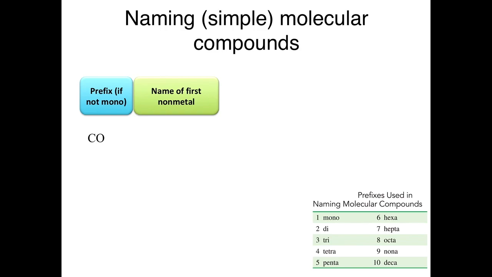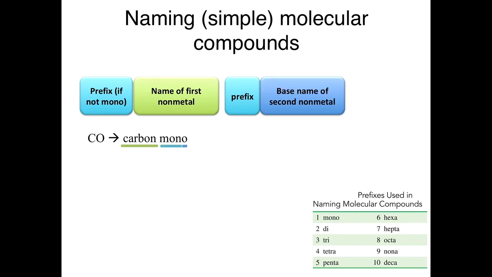Going on to the next part, you put the name of the first nonmetal. In this case, that's carbon. Now you put the prefix for the next element. For oxygen, there's one oxygen, so you can say mono. Then you can put the base name of the second nonmetal. So the base name of oxygen, remember, was ox. So that's going to be monox. And then you're going to add "ide," just like in ionic compounds. So that's going to be carbon monoxide.